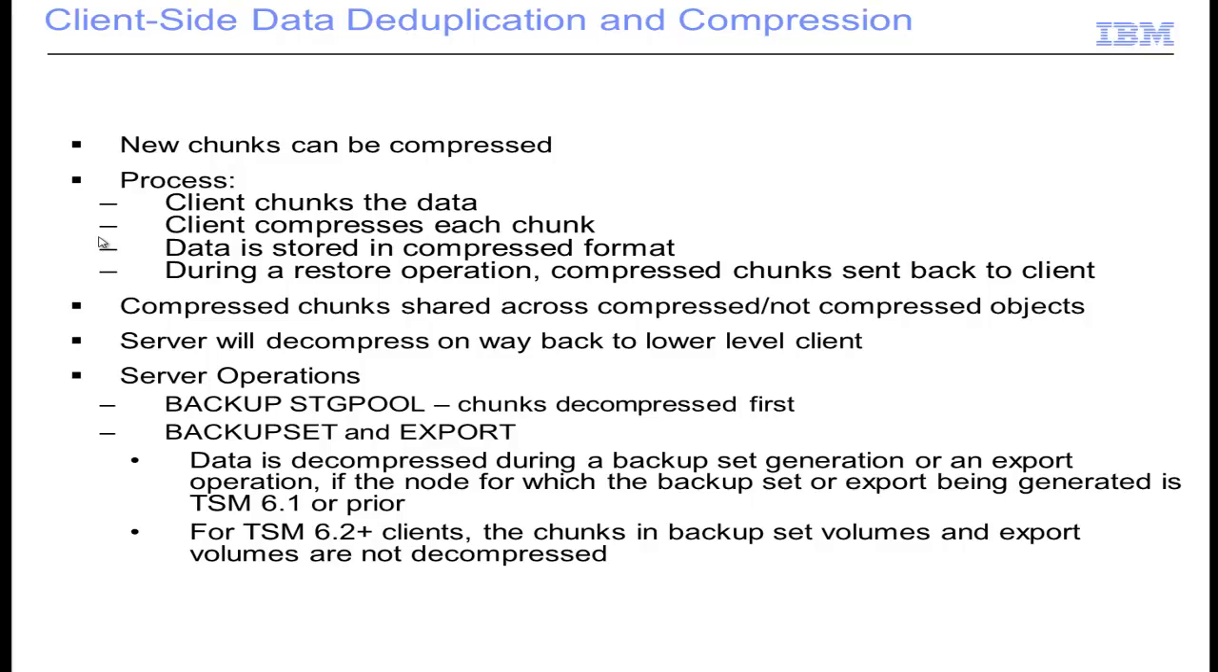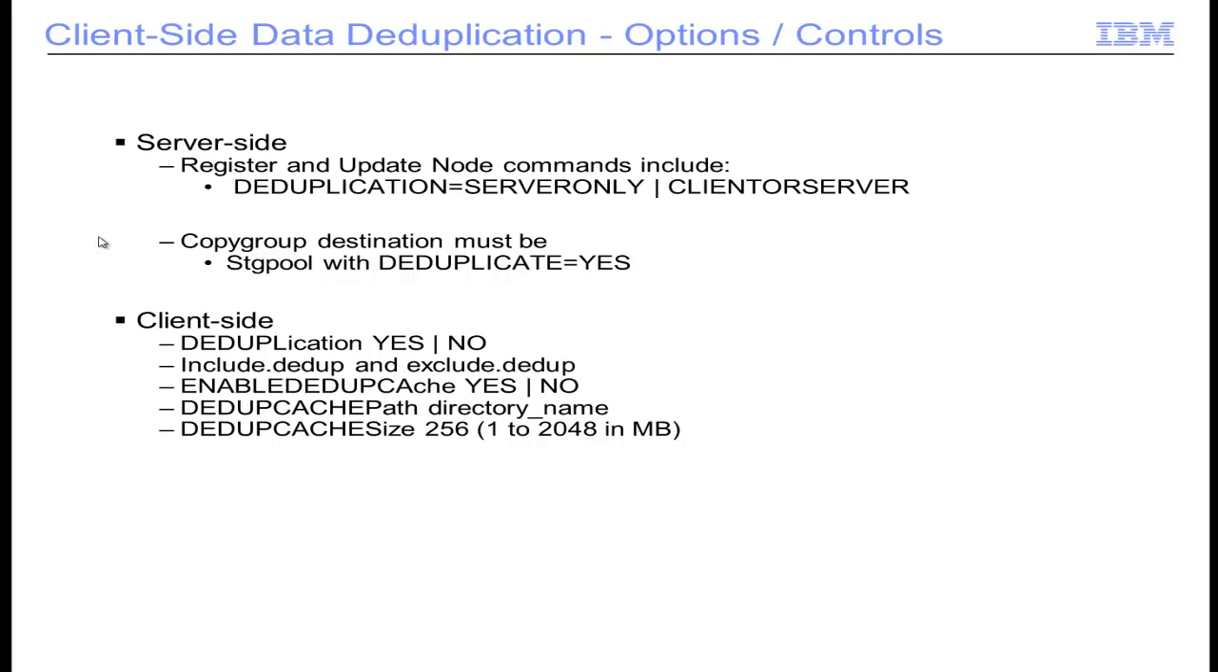The client files are basically chunked up into data. We look and find the chunks that are unique. Then we will go ahead and compress those unique chunks and send them across the network at that point to the TSM server. So the controls that are in place for the client-side dedupe, first of all, on the server side, you have the deduplication equals either server only or client or server.